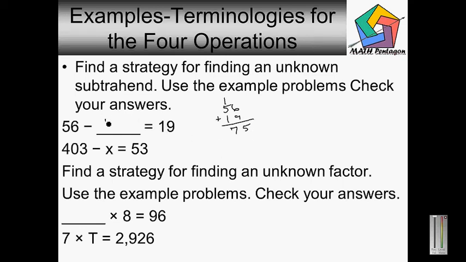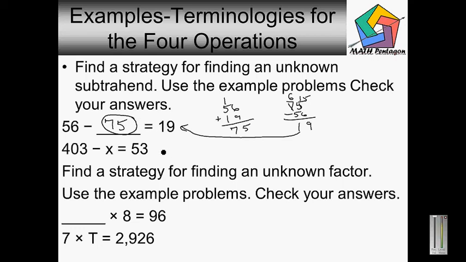So we would put 75 here, and let's see if it checks out. 75 minus 56. Borrow from 15. 15 minus 6 is 9. And we borrow from 7, so 6 minus 5 is 1. Yeah, it does check out, as you can see. So 75 would be the answer for this question.